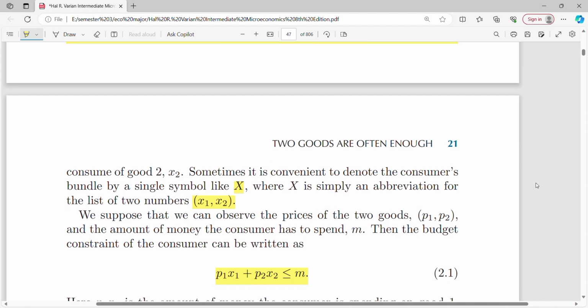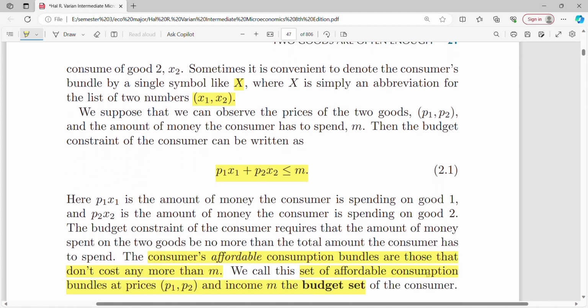So if it's X1 and X2, we can denote it simply by a single symbol like a capital X. And this is what a budget constraint looks like: P1 X1 plus P2 X2 less than or equal to M. Here X1 and X2 are the goods and P1 and P2 are the prices of the goods respectively. M is the income of the consumer.